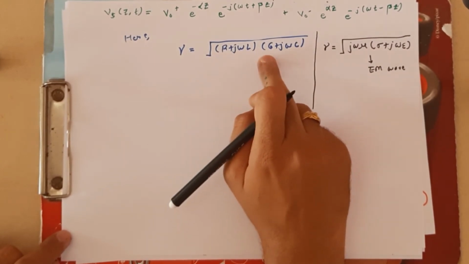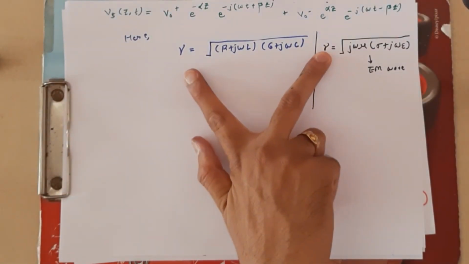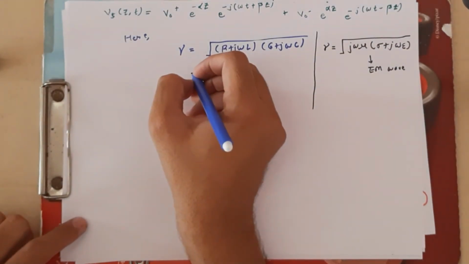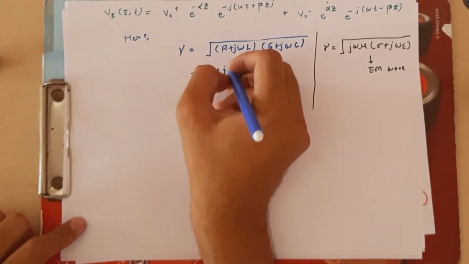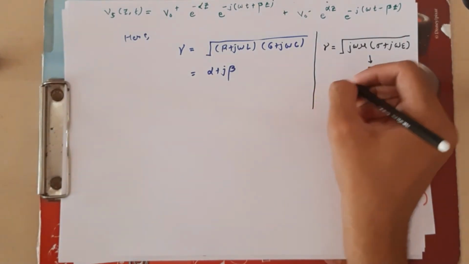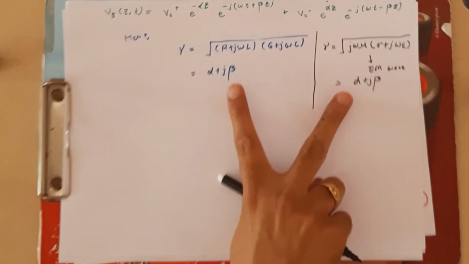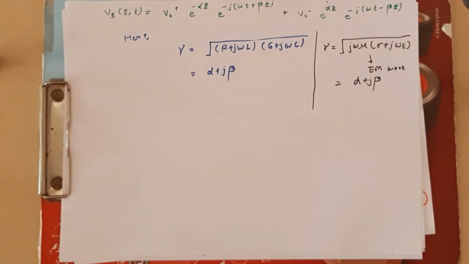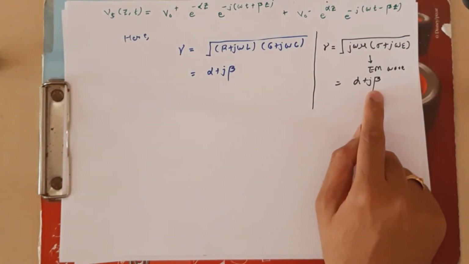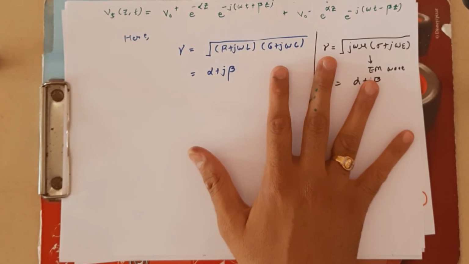Resistance, inductance, conductance and capacitance. Okay, so this is known as the propagation constant, and it is nothing but alpha plus j beta. Here it is also alpha plus j beta. The meaning of alpha and beta are the same in both equations. Alpha is known as attenuation constant and beta is known as phase constant. We have already discussed what is attenuation constant and what is phase constant.